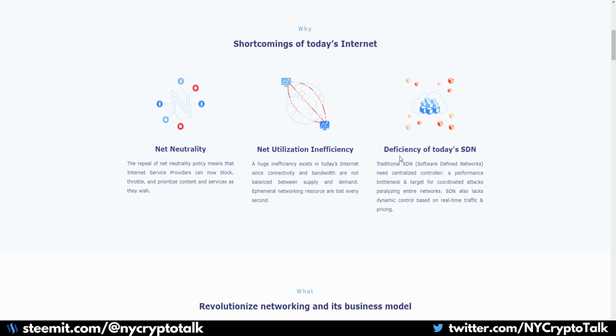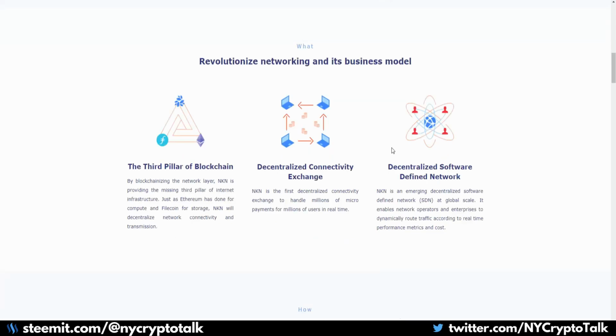So there are some issues that are currently happening right now with traditional ISPs, and what they want to do to revolutionize that is add a third pillar to the blockchain. Right now we have storage, in the form of things like IPFS, and then computation as far as Ethereum. And they want to be able to decentralize the connectivity exchange between individuals and be able to handle millions of micropayments from millions of users in real time. And they want to be able to decentralize that software-defined network that I mentioned earlier at a global scale, and that will help with a lot of these vulnerabilities that are happening right now in the centralized model.